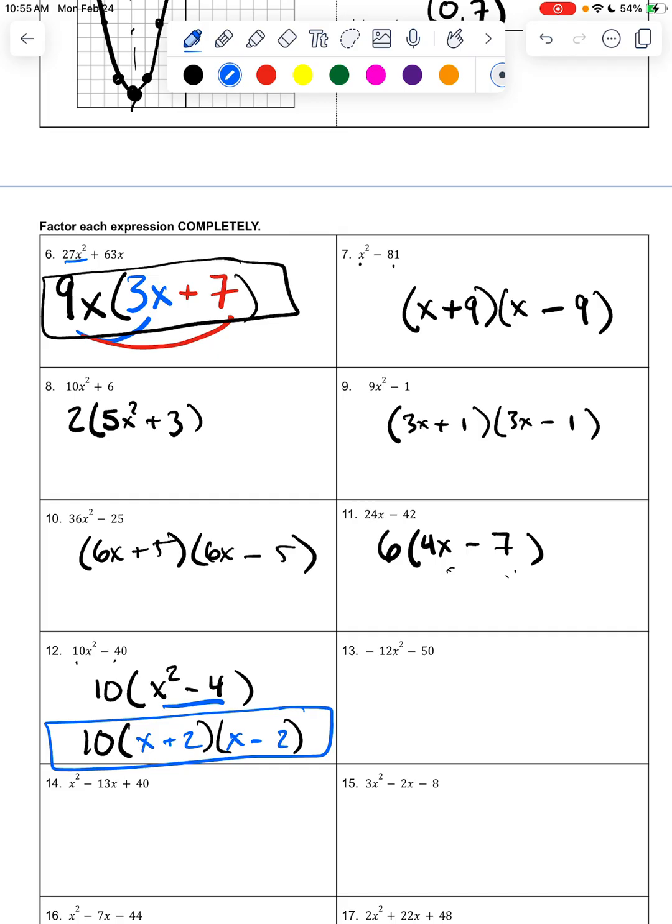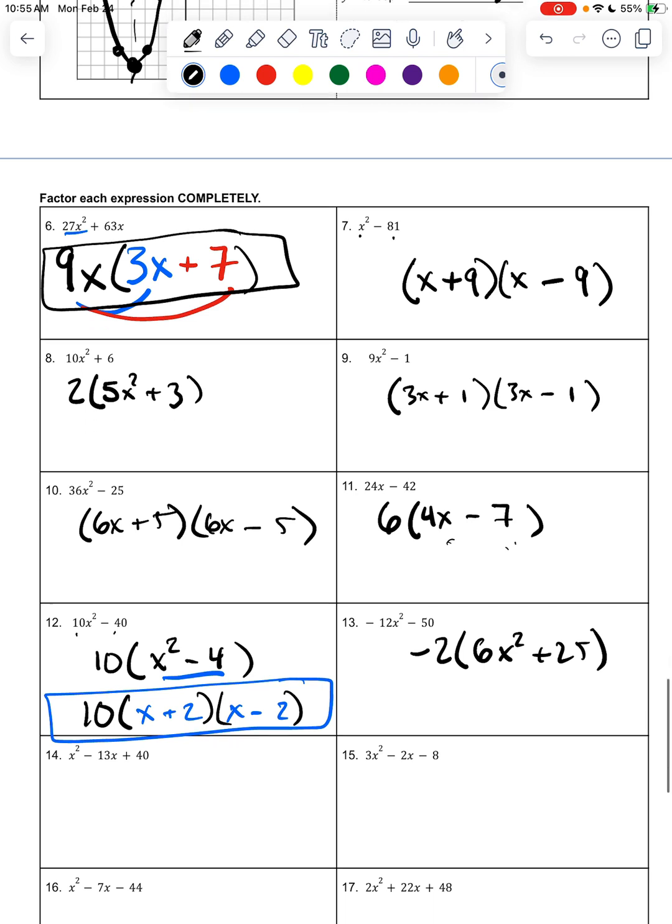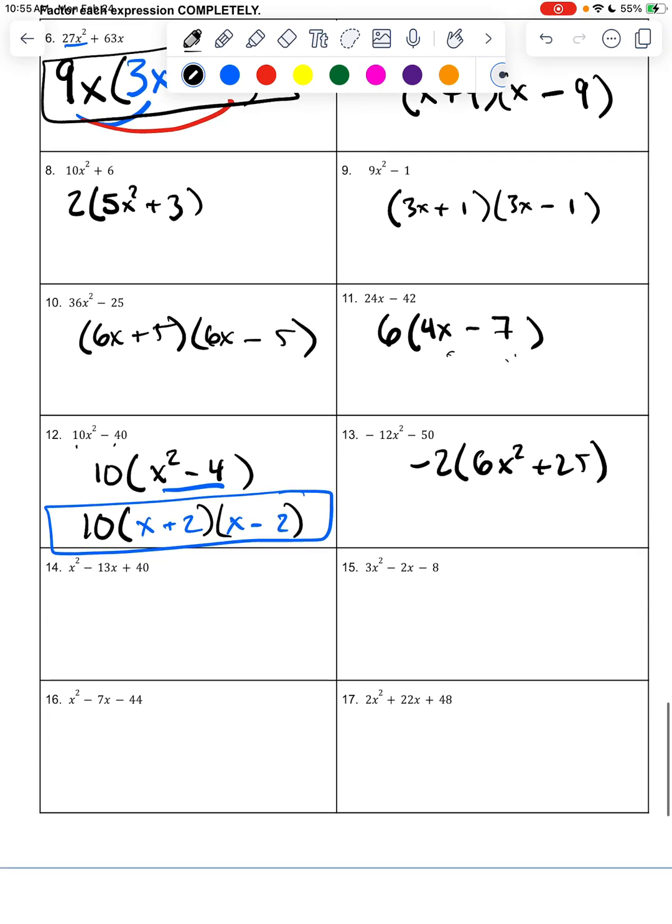So, number 13. Well, both those terms are negative, so I know I'm going to want to factor out a negative. What's the greatest common factor between 12 and 50? It is 2. So I'm going to pull out a negative 2. That's going to leave me with 6x squared plus 25. Not a difference of squares, so we are done at that point with this binomial.